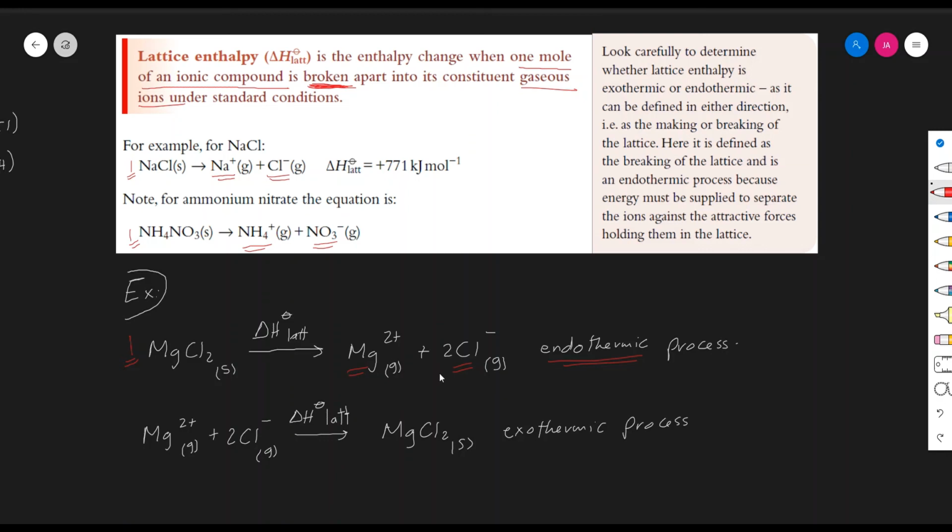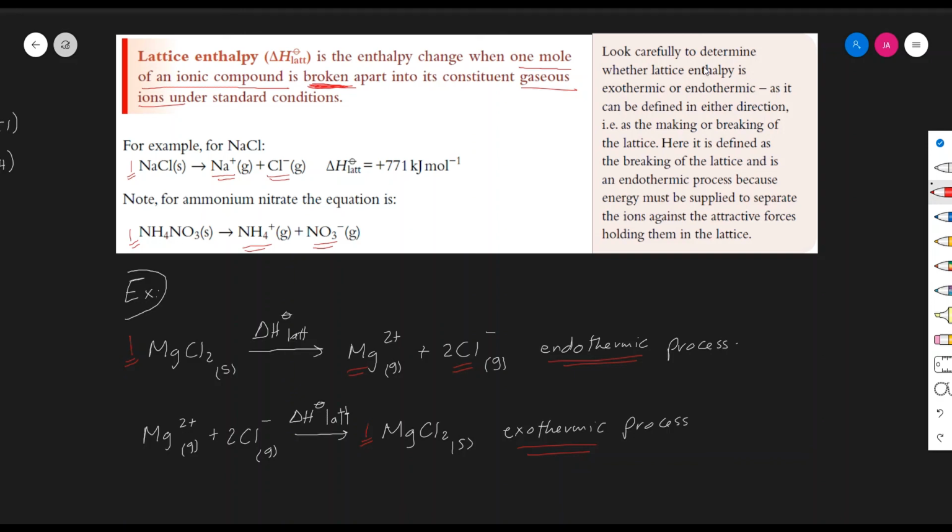But one can also form an ionic compound. I can form MgCl2, magnesium chloride solid, from its constituent gaseous ions. In this case, this would be an exothermic process, and this in some books is listed as the lattice enthalpy of formation, which is the enthalpy change when 1 mole of an ionic solid is formed from its constituent gaseous ions. But the values in the data booklet are the lattice enthalpy for breaking 1 mole of an ionic solid into its constituent gaseous ions. The book lists a very important note here.